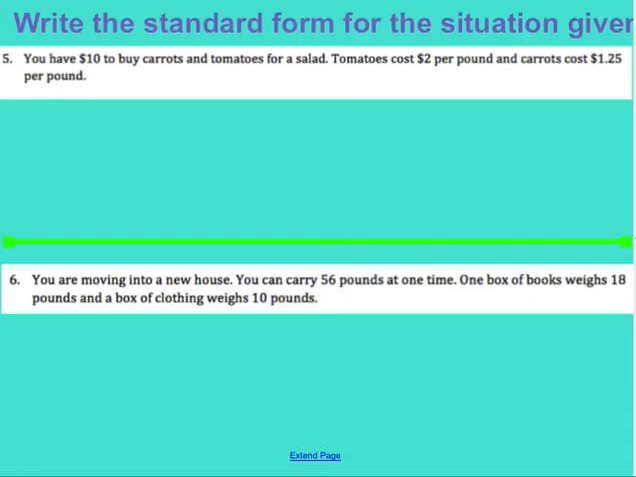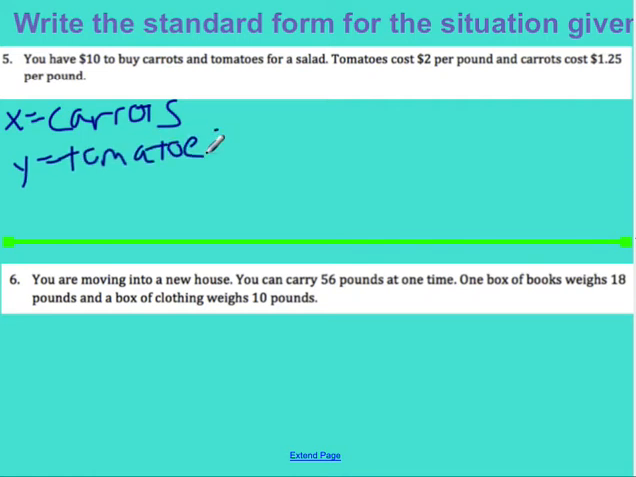Now let's take a look at setting up some of these word problems. You have $10 to buy carrots and tomatoes for a salad. So I'm going to let x represent my carrots. I'm going to let y represent my tomatoes. So for every x carrot I buy, it's going to cost me $1.25. For every y tomato I buy, it's going to cost me $2. And I have a total of $10.